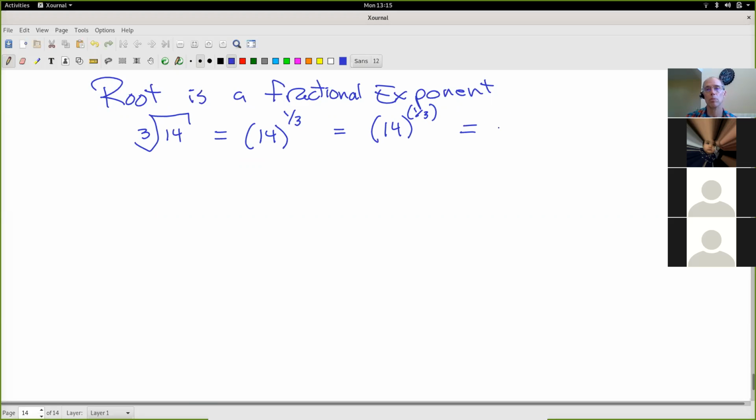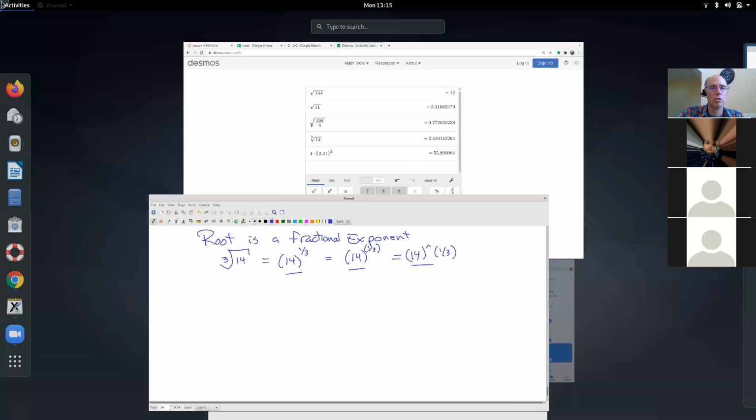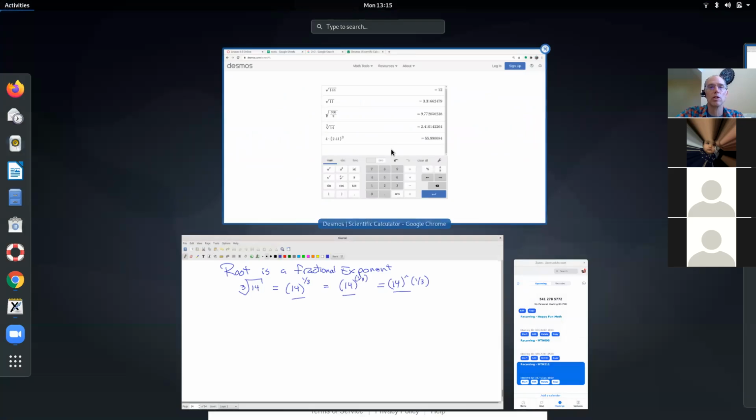Another way that power might be written is 14, that little hat key on the keyboard, to the power 1/3. So these are all the other ways, depending on your calculator, to find the cube root of 14. So make sure you can do that on your calculator. If you're stuck, let me know.